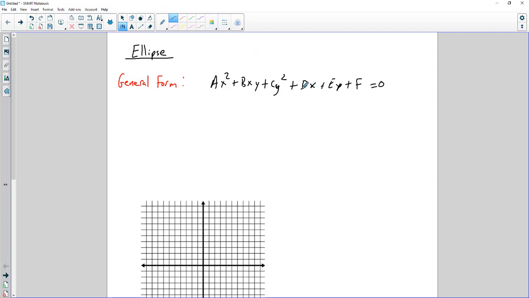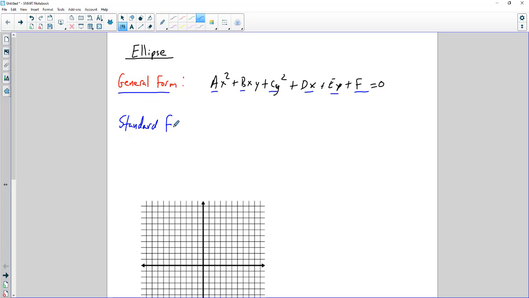Sometimes the constants are 0, sometimes they're different numbers, but if you change these coefficients, then you will get a different conic section. But more important than the general form in this case is the standard form. Extremely important, because it tells you stuff. Okay, if I could write correctly, standard form.